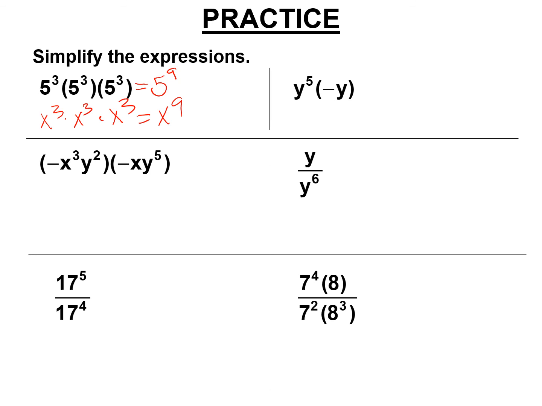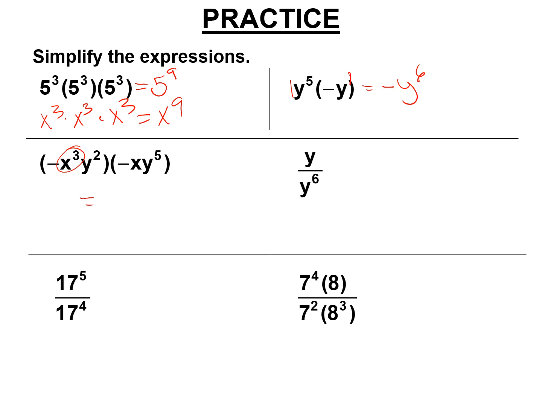y times negative y to the first, right? That's 1 times negative 1, which is negative 1, but we don't write negative 1 in the answer. Y to the 5th times y to the 6th. This is negative y to the 6th. Negative times a negative is positive, so that'll go away.